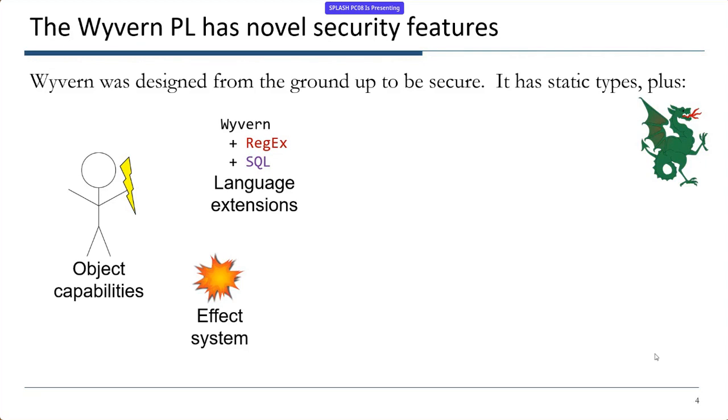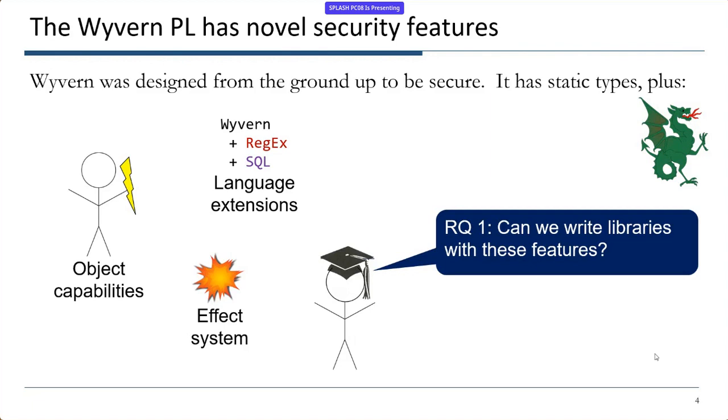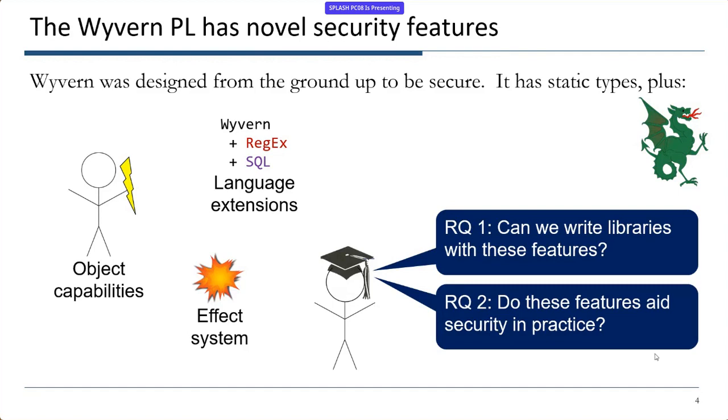Some of this work was previously published in a paper at ECOOP. So we wanted to look at, can we actually write libraries with these features? How practical are they, and how do they impact security in practice? Again, a case study is not going to be able to give a comprehensive answer to these questions, but it will give an answer for our implementation of these features in Wyvern and the particular program that we wrote for the case study.